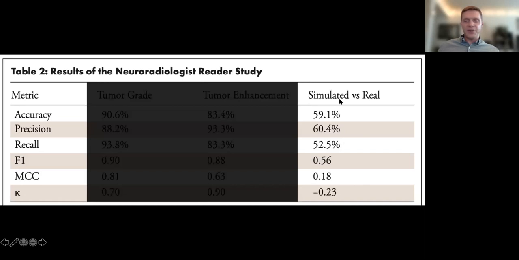I do think it's worth pointing out that some of the readers were able to do very well on this task. One reader in particular was able to get like 80% correct in determining simulated versus real. So I think this is something you can learn to do, but the fact is, they're good enough to at least confuse a few very qualified neuroradiologists when viewed in isolation. I think when you view them side by side, it's a different story.